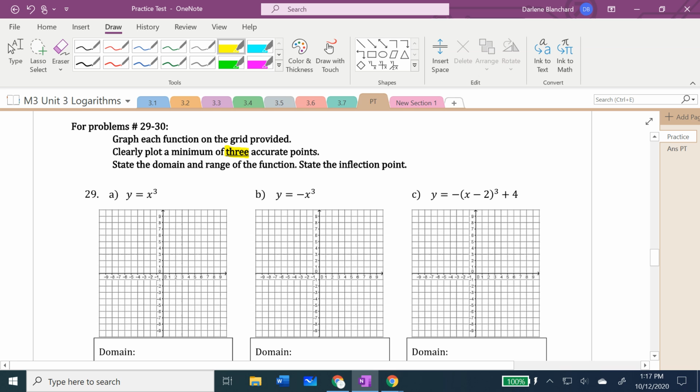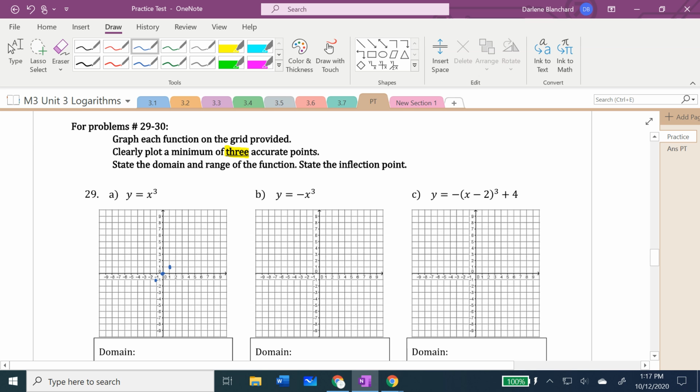I'm requiring 3 accurate points be plotted. You need to know how to graph x cubed and the cube root of x along with the logarithms. And you can always figure it out by making a table. Plug numbers into x. You should know that it goes through 0, 0, 1, 1, -1, -1.